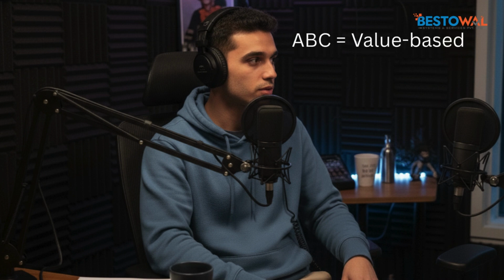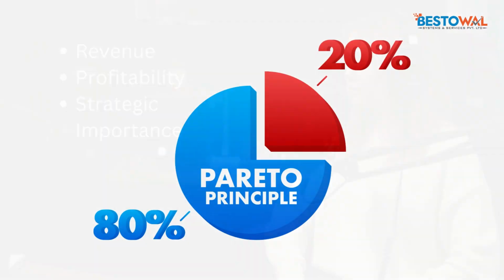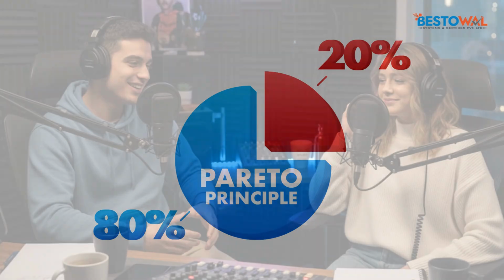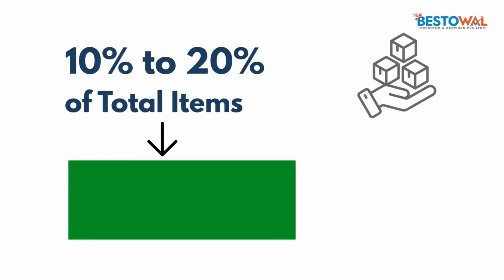Okay, so let's break down that first one, ABC. This feels familiar, kind of like standard business thinking, value-based. It is. It's often tied directly to revenue, maybe profitability, or sometimes just strategic importance. It really comes from the Pareto principle, the 80-20 rule everyone talks about. So the A-class items, they're the heavy hitters, the minority that brings in the majority. Precisely. You're looking at maybe 10, 20% of your total items, but they're pulling in, say, 70 to 80% of the revenue. These are the ones you watch like a hawk. Highest service levels, tightest control.